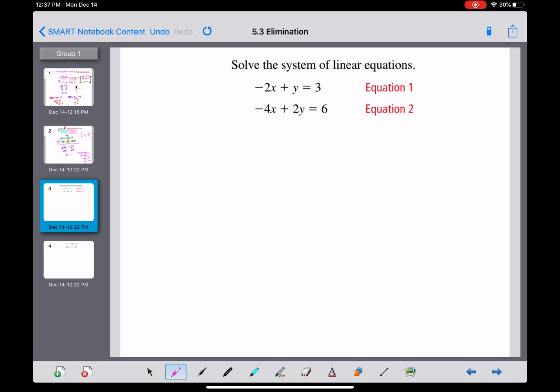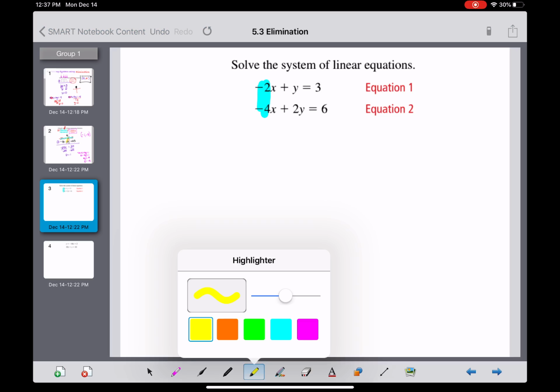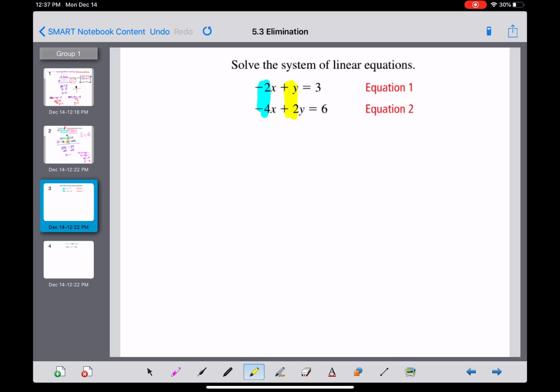Looking at example number 3, I don't have an easy elimination. My x values aren't the same. My y coefficients aren't opposites. So since we've eliminated y on the last two examples, I'm going to go ahead and eliminate x this time. So the opposite of negative 4 is positive 4. So I'm going to multiply my entire top row by negative 2. That way, when I multiply by negative 2, I end up with positive 4x, negative 2y, and negative 6.